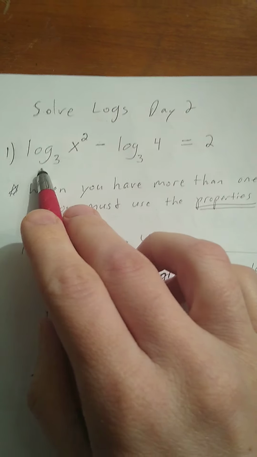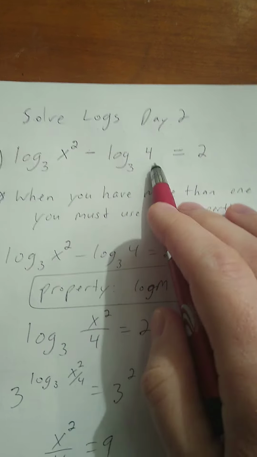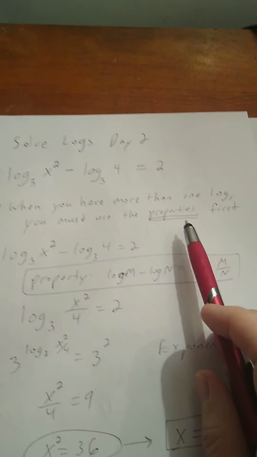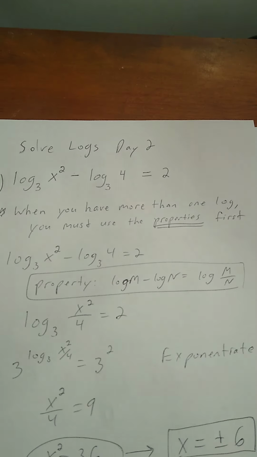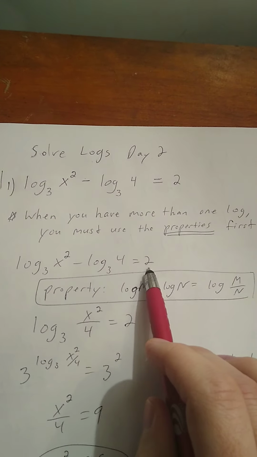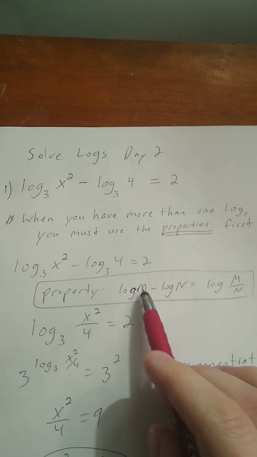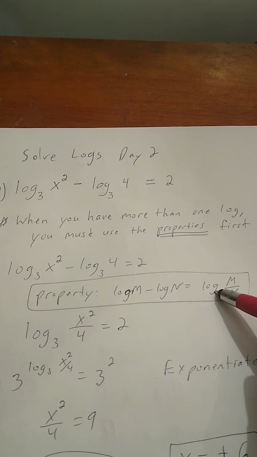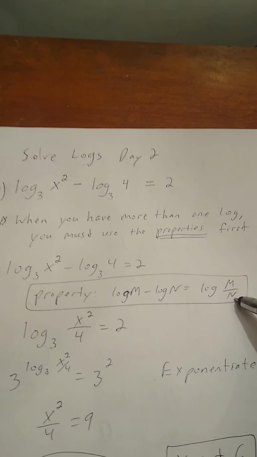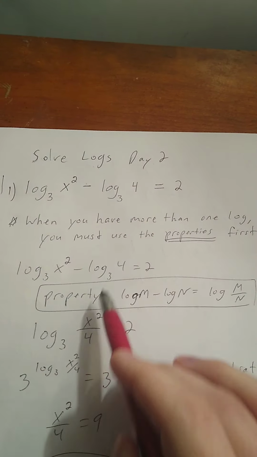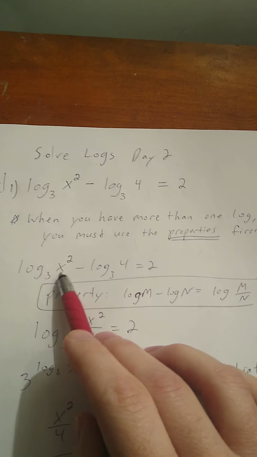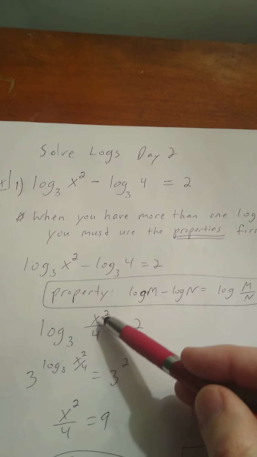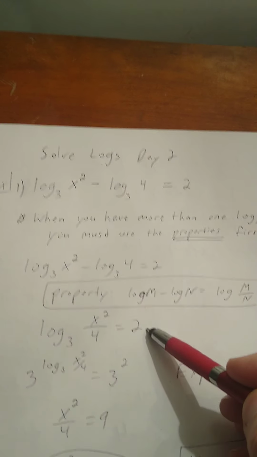First example, we have log base 3 of x squared minus log base 3 of 4 equals 2. When you have more than one logarithm, you must use the properties first to simplify them. The property says that log of m minus log of n, if two logs are being subtracted, I can combine them into one logarithm where the elements are being divided. So I'm going to combine these two together: log base 3 of x squared over 4 equals 2.